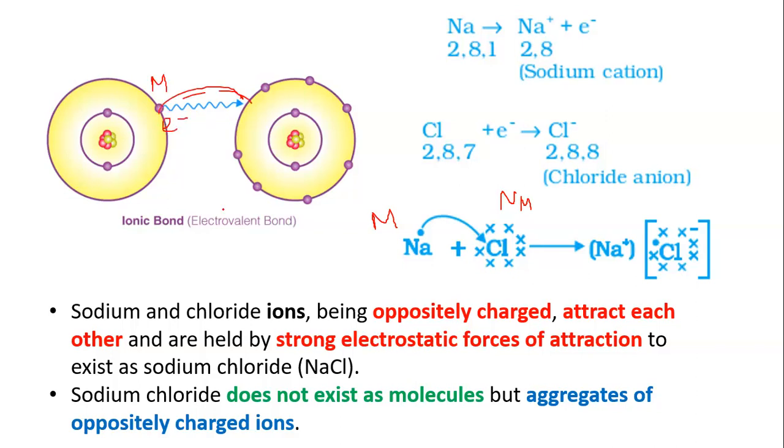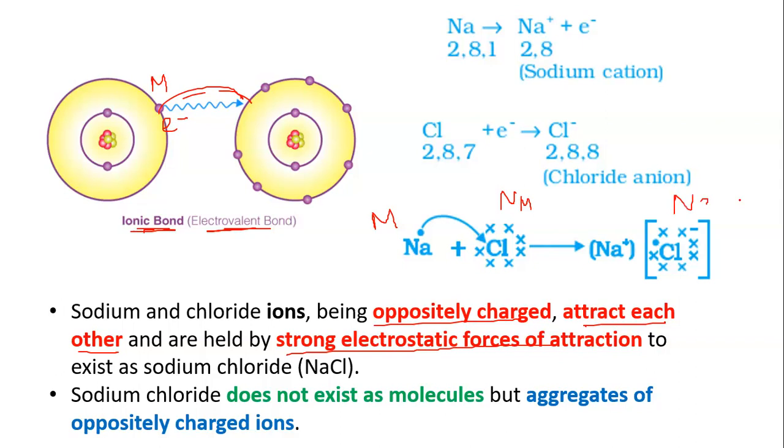So such a type of compound is called an ionic compound, in which the transfer of electrons takes place. And because of the formation of cation and anion, opposite charges attract each other. There's a force of attraction between these two, which is called an ionic bond or electrovalent bond. You can see that the sodium ion and the chloride ion are oppositely charged, and oppositely charged ions attract each other. And there's a strong force of attraction, which is called an ionic bond or electrovalent bond. And they exist as NaCl.